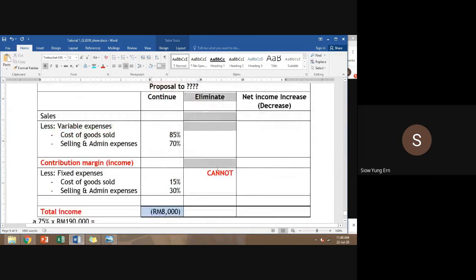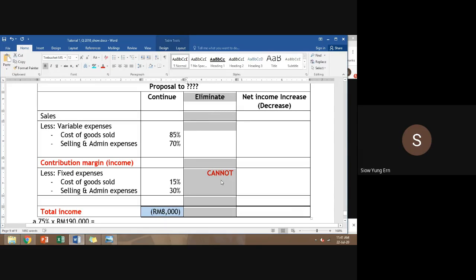Okay, now let's go to eliminate. If you eliminate the Mi division, what is your sales? 0, correct. What is your variable expenses? 0 also, correct. So, sales 0, variable expenses 0, contribution margin 0.